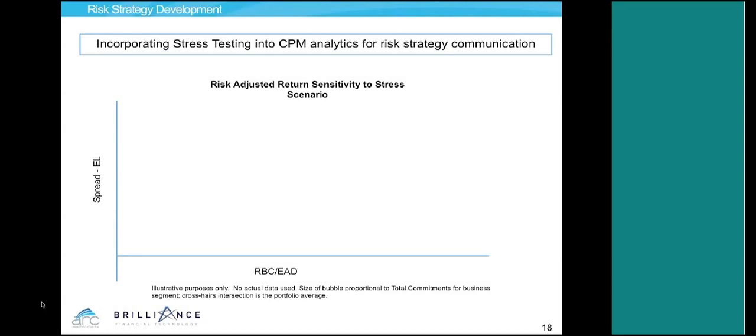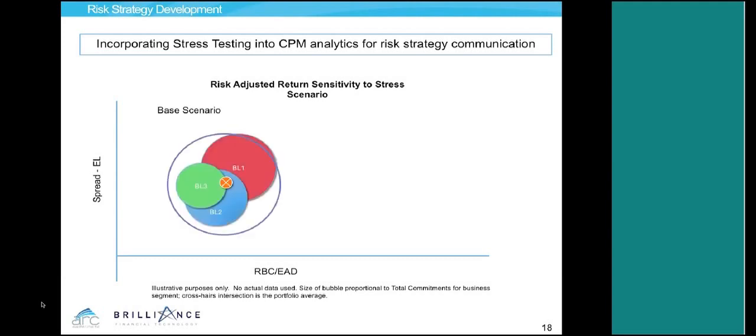It's a simple example, but it's your standard risk-return graph where you have the return on the y-axis and relative riskiness on the x-axis, and you can use any measures you like, whatever's available and customary for your firm. But let's take a look at the base case scenario. Your enterprise portfolio is the large blue circle, and it has the average risk-return designated by that orange X in the middle. But we've also broken it out into your three major business lines.